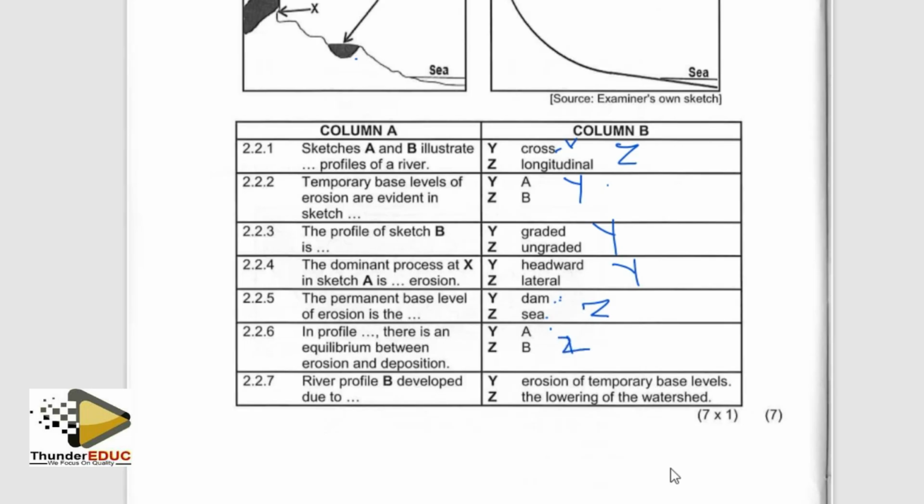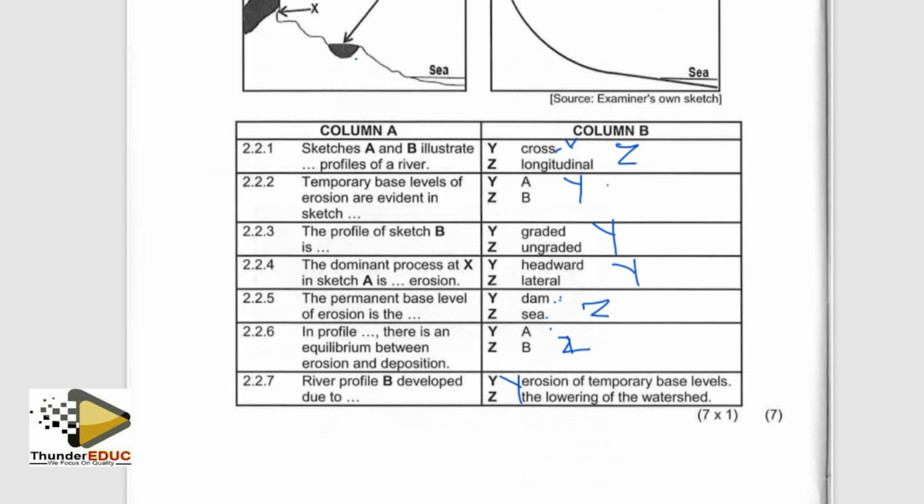Okay? Then we go to the river profile B. This B here developed due to erosion of the temporary base level or the lowering of the watershed. The answer becomes Y. So it's erosion of the temporary. When these are eroded, it becomes concave.